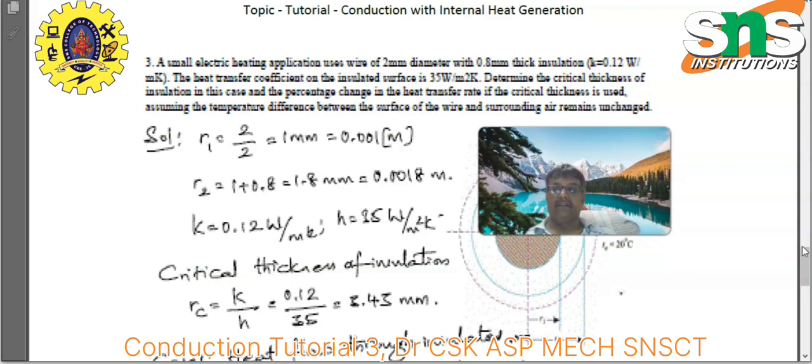Determine the critical thickness of insulation in this case and the percentage change in the heat transfer rate if the critical thickness is used. So they are asking about the percentage of change in the heat transfer, assuming the temperature difference between the surface of wire and surrounding remains unchanged. So we have to assume that temperature difference between surface and the surroundings is the same. So actually there will be a change. We have to assume like that in the problem they have given.